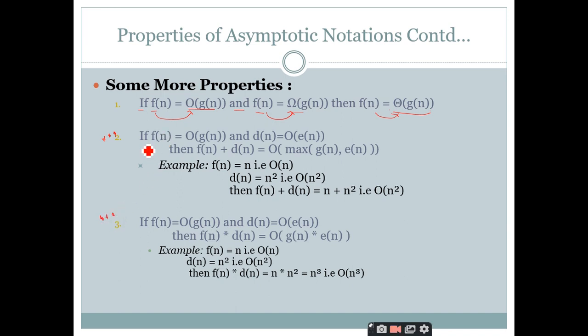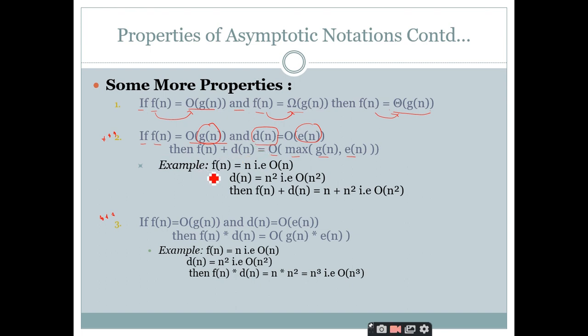Right. So what this property is saying is if f of n is equal to big O of g of n and d of n, this is another function, is equal to big O of e of n, then f of n plus d of n is equal to big O of max of g of n comma e of n. So whatever complexities we have, g of n and e of n, we have to take the maximum of g of n and e of n when we combine the functions f of n and d of n.